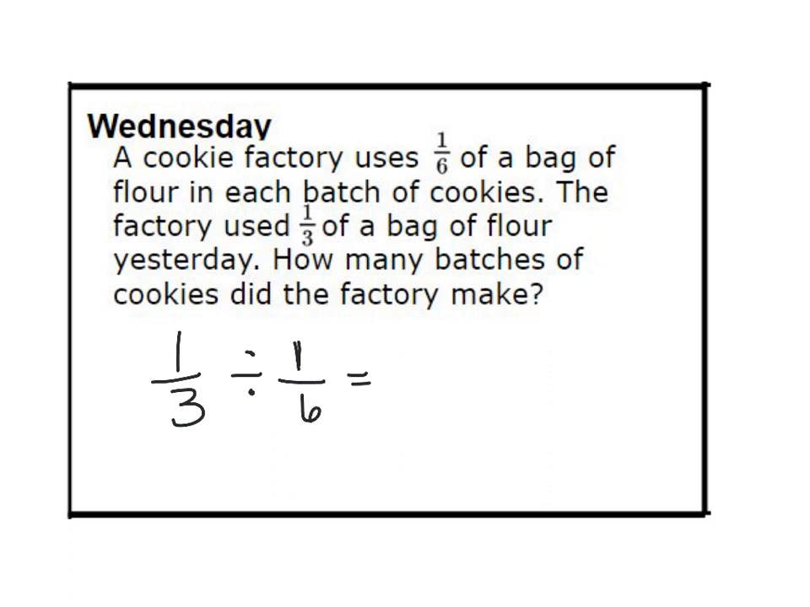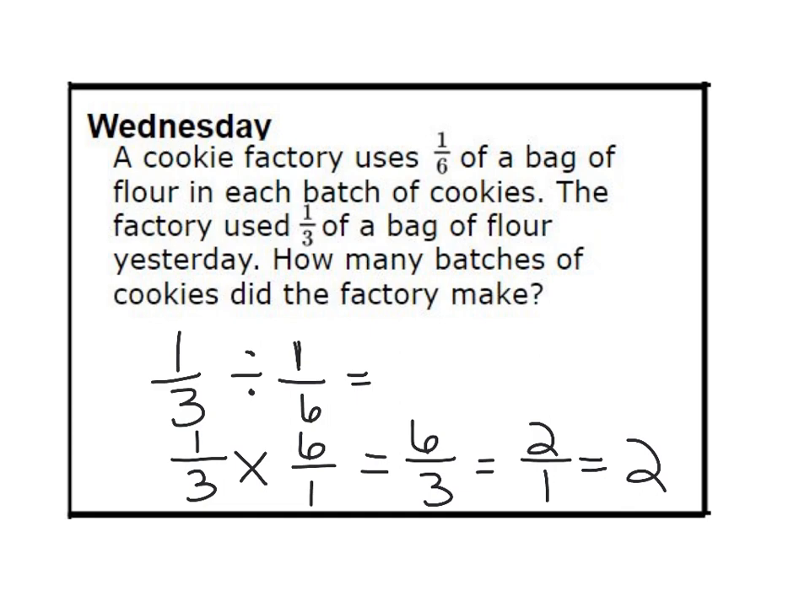Now remember, with division of fractions, you have to do keep, change, flip. So then I'm going to go ahead and change that. So 1/3 times 6/1, you need to do the reciprocal of the second fraction, and then you multiply it. So 1 times 6 is 6, 3 times 1 is 3, so 6 divided by 3, your answer is going to be 2/1, which is just 2. So that means yesterday they made 2 batches of cookies.